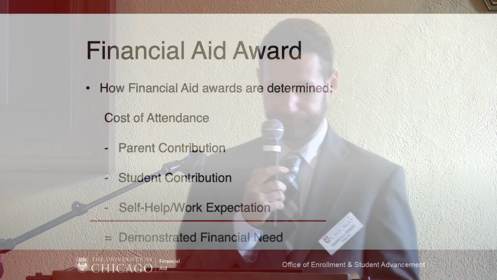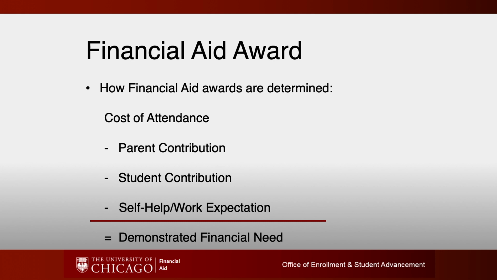So how we calculate financial aid or that need is, again, we take that cost of attendance, that $81,000 tall glass, subtract out the parent contribution, subtract out the student contribution, so we pour those two things in the glass, and then the self-help work expectation, pour that in there, and then the remaining amount of the glass is what we fill up with financial aid, or for lack of a better term, free funds.